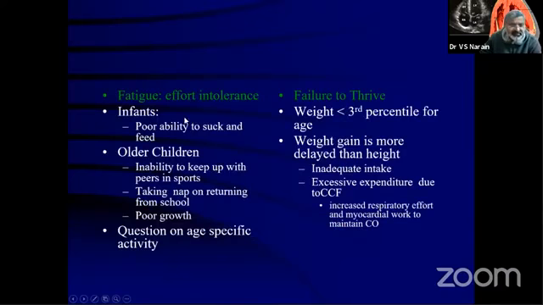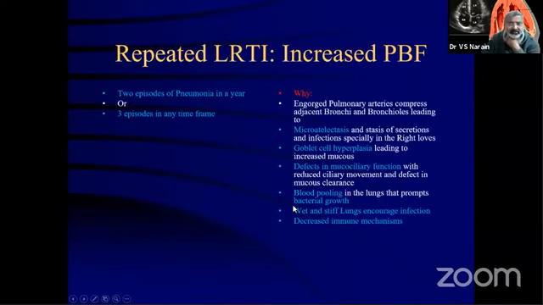History of fatigue simply means that the infant is not able to feed, and when it is an older child or an adolescent or adult, then you have to question on the specific activity which is specific for age. This I've already said, failure to thrive means that the weight is less than the third percentile for age, and the weight gain is often more delayed versus the height. And this is because the child is not taking enough and spending more because of the increased respiratory effort in heart failure. So there is a weight gain which is not occurring in a proper manner.